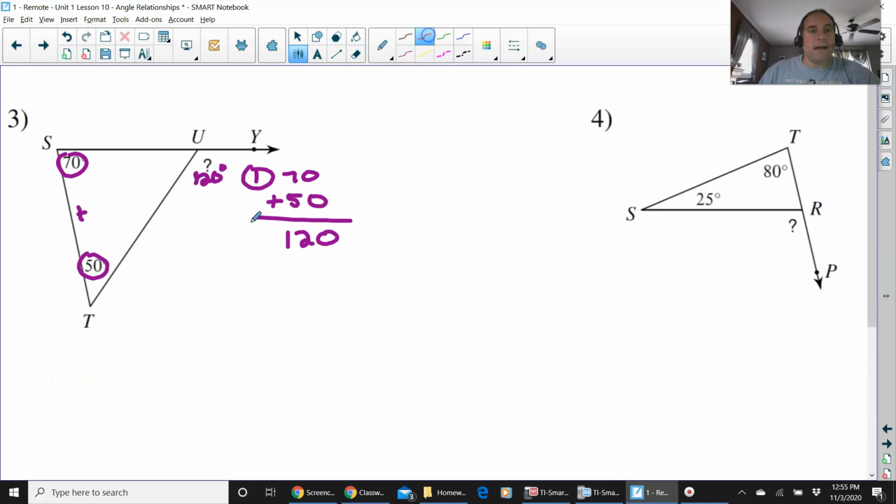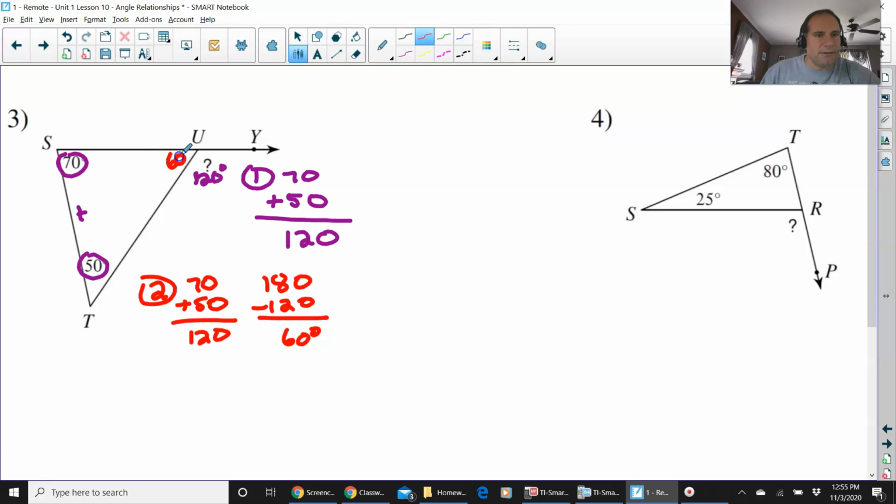Or you could go about doing it 70 plus, you could add these two together. Again, 70 plus 50, that's 120. Then you do 180 minus 120, and you'd get 60. And this angle is one angle that you would find, 60. And then you would do 180 minus 120, and you'd get 60 again, because this is your straight line. Whatever way you want to do it is fine.